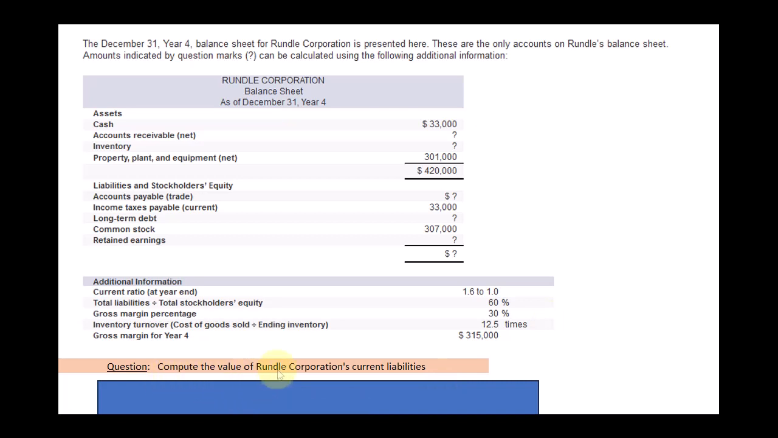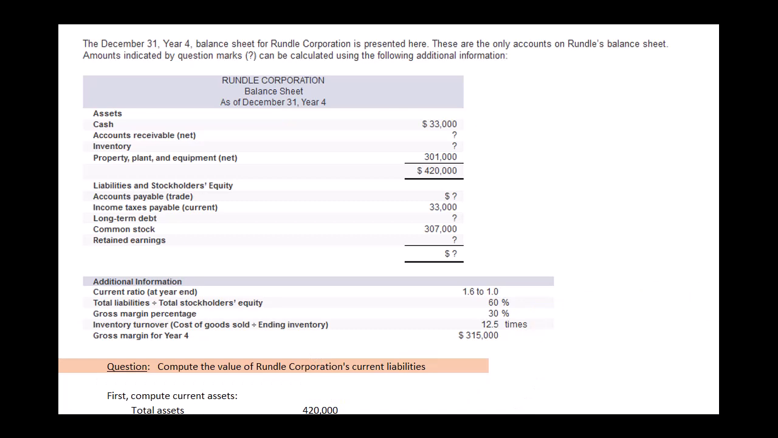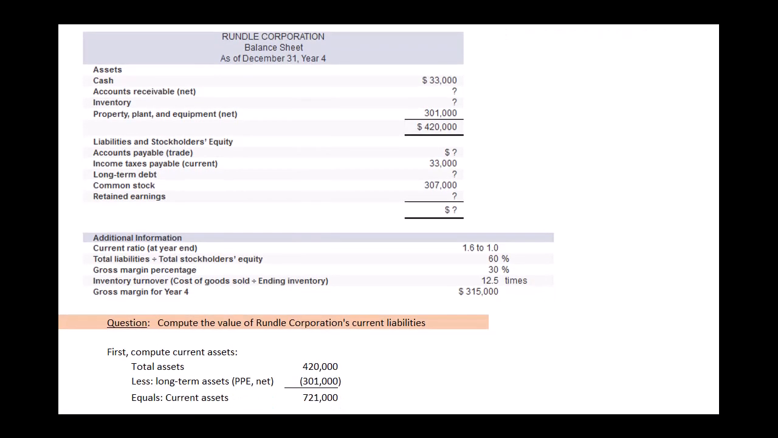Compute the value of Rundle Corporation's current assets. All right, so let's work through this. I'll slide up. First, compute the current assets. They gave you total assets, that's $420,000, so we put that number right there. And if we subtract out the property, plant, and equipment, those are the only long-term assets provided, we know that what we're left with is current assets. So 420 less 301,000 gives us our current assets.